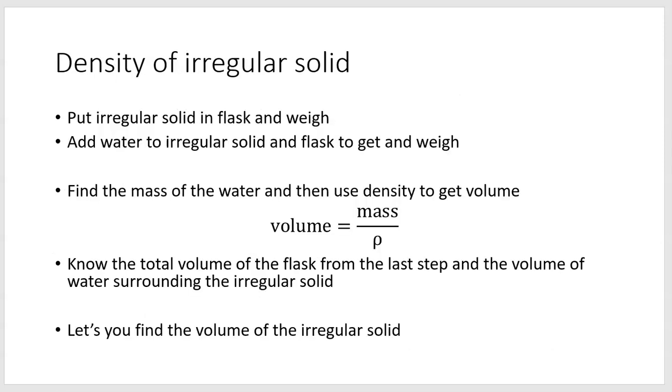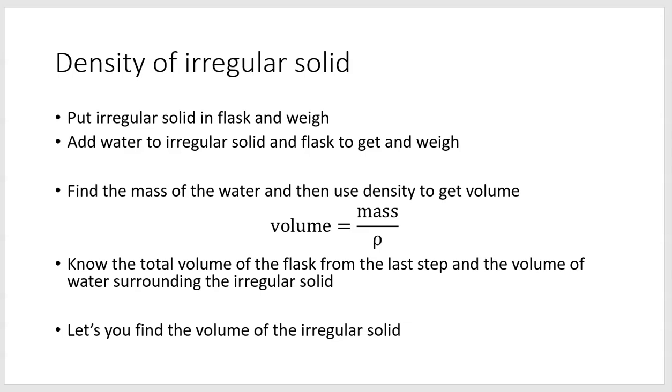So the density of the irregular solid is conceptually the most complicated of the 3 densities. For the density of the regular solid, we just measure the sides of the solid and calculate the volume. In the next slide, I'm going to talk about the density of unknown liquid. There, we just have to use the volume of the calibrated 25 milliliter flask.